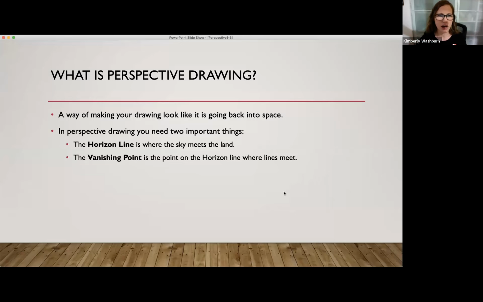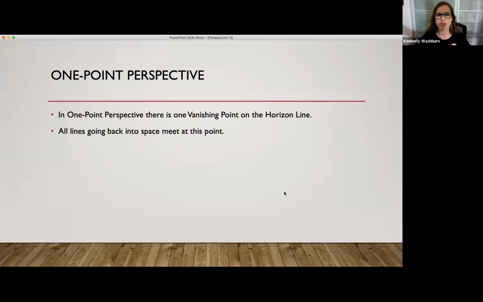All right, so let's move on. The type of perspective drawing we're going to be doing is called one-point perspective. The reason it's called that is because we are going to have one vanishing point.